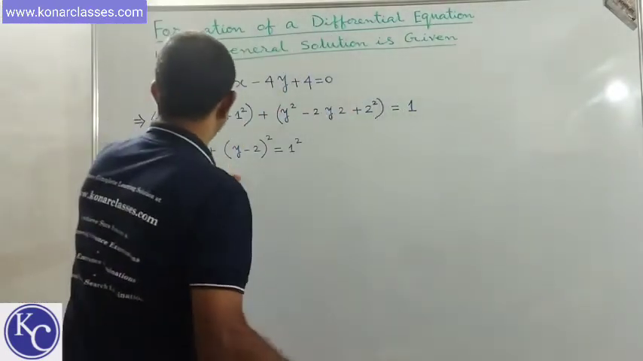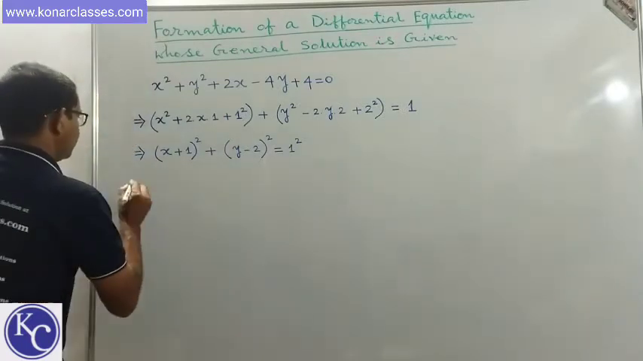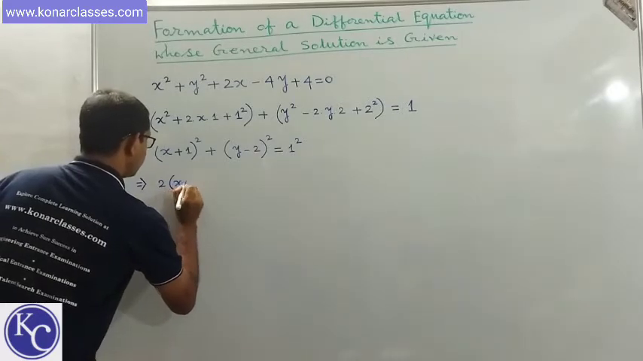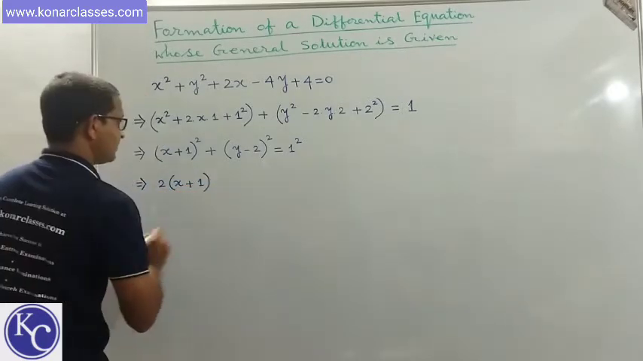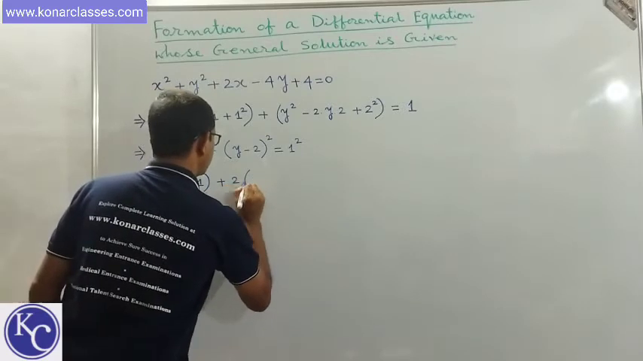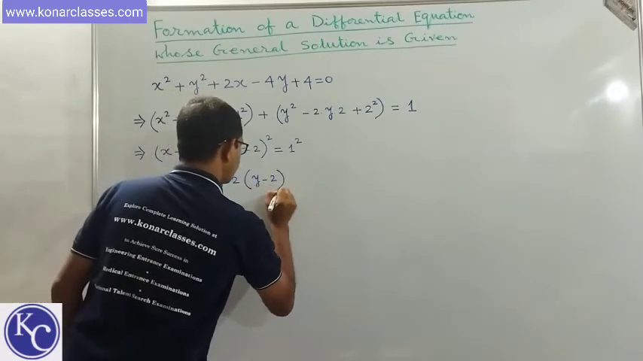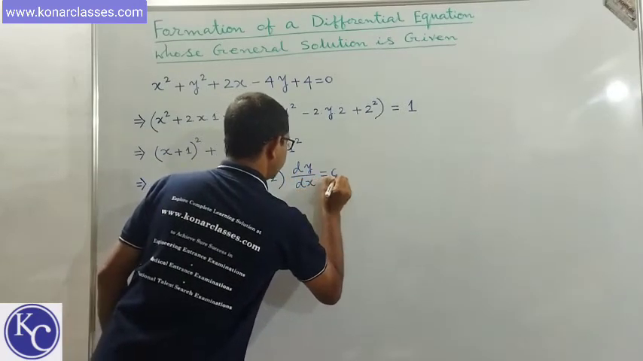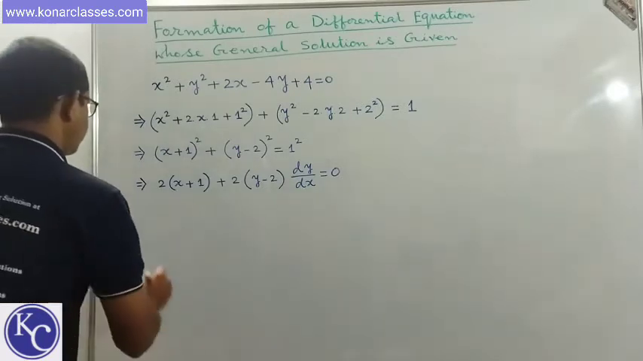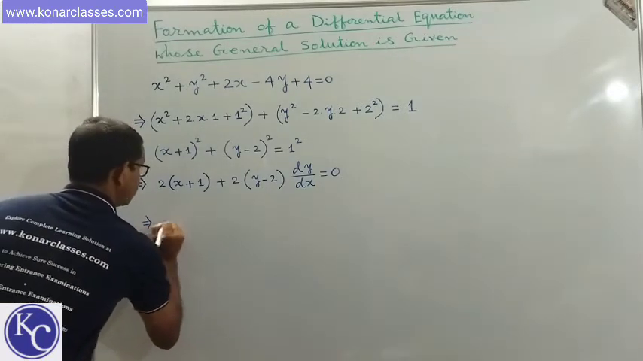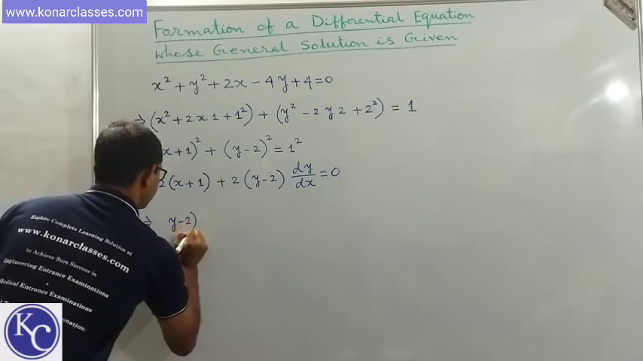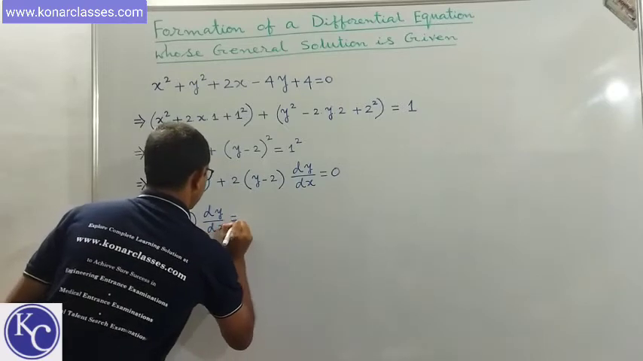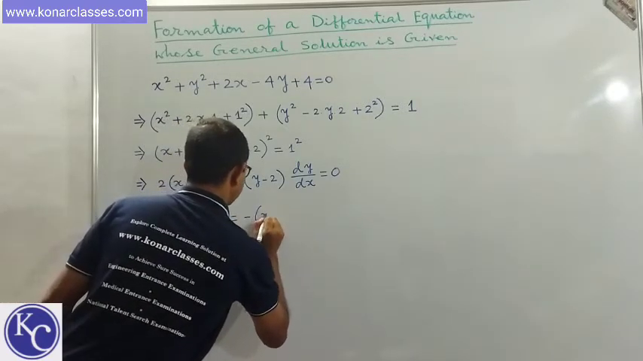We are going to differentiate this. If we differentiate, what we get is 2 into (x plus 1), plus 2 into (y minus 2) into dy dx, and that is equal to the right hand side, 0. From here, this implies (y minus 2) into dy dx is equal to minus (x plus 1).